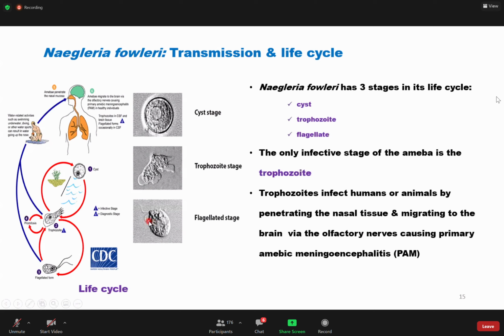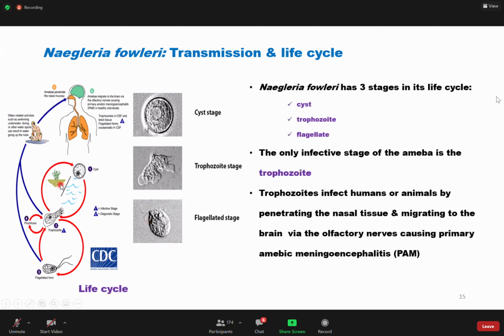Now, the flagellated form is not pathogenic, but it's important in dispersal of the organism in the environment because they are motile. They can actually swim from an area where you have a lot of parasites to another body of water where you have lower level of parasites. So this is important in the spread of the organism from one body of water to the other.